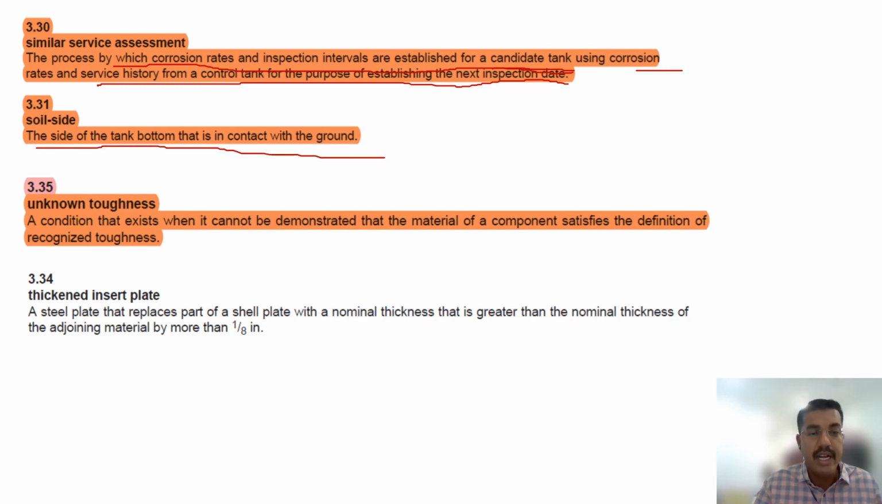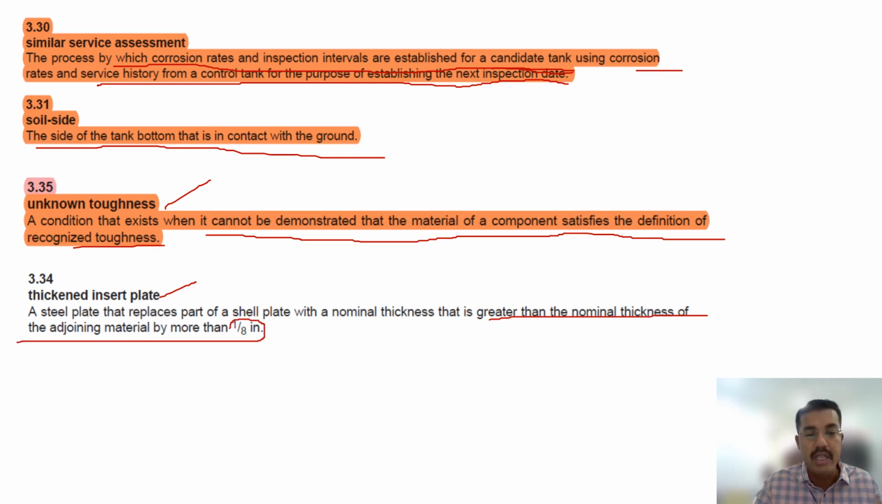Unknown toughness, a condition that exists when it cannot be demonstrated that the material of a component satisfies the definition of the recognized toughness is called unknown toughness. Then thickened insert plate, as I told you, greater than the nominal thickness of the adjoining material by 1/8 inch, means 3 mm.